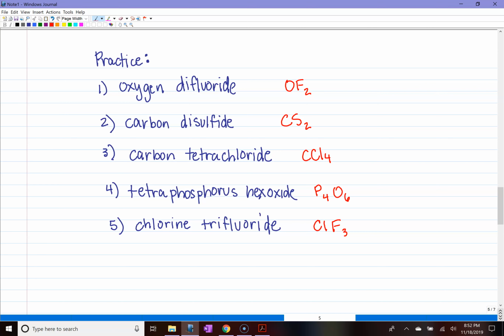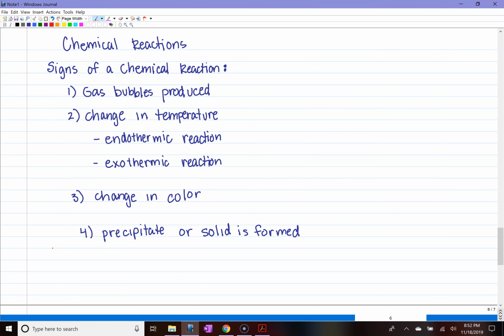Number 5, chlorine trifluoride. Chlorine has no prefix, so there's one of them. Fluorine has a prefix of tri, so there's 3. So that means chlorine trifluoride would be ClF3.